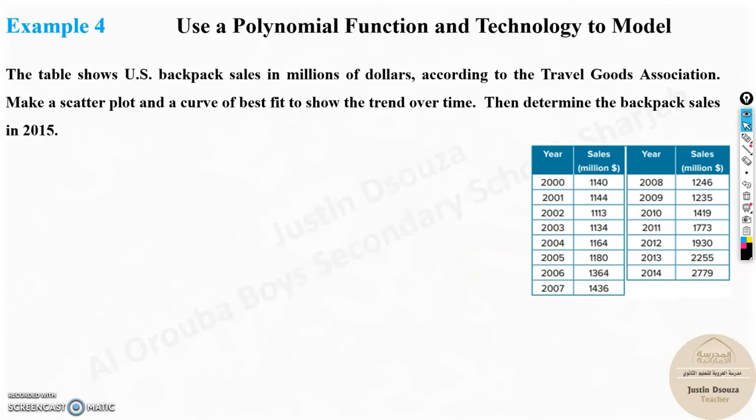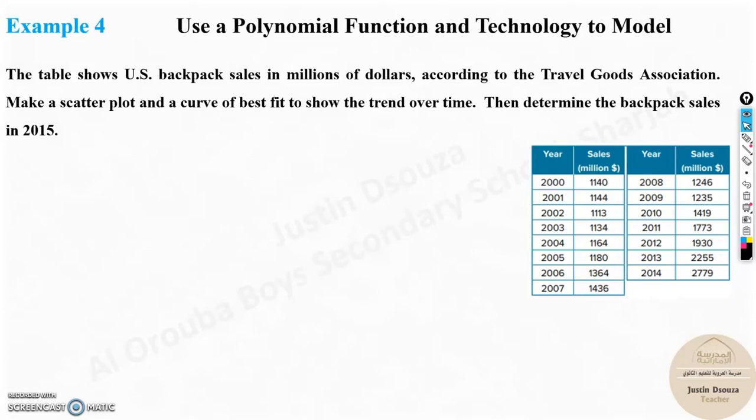In this example problem, we are supposed to use a graphing calculator. But let us see how it is done by hand, more than completing this problem, because many of you do not use graphing calculators. So let's see how it is usually done, what the methods and steps involved are, and what the main concept behind this problem is. The table shows US backpack sales in millions of dollars according to the Travel Goods Association. Make a scatter plot and a curve of best fit to show the trend over time.